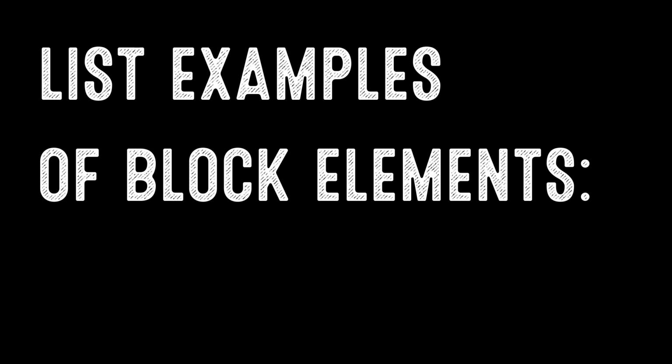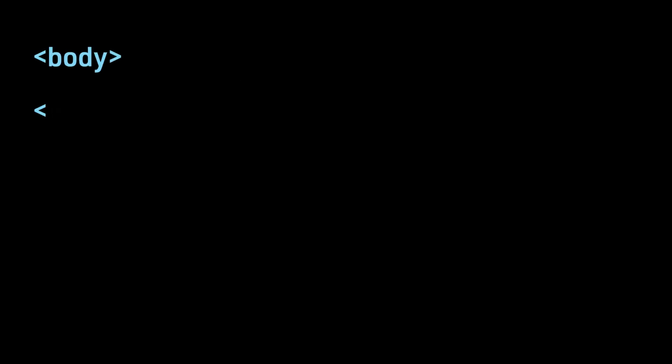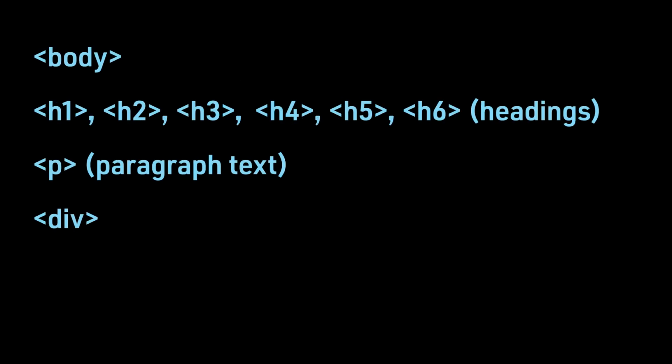List examples of block elements. Body, H1, H2, H3, H4, H5, and H6 are all headings. P, or paragraph text, div.